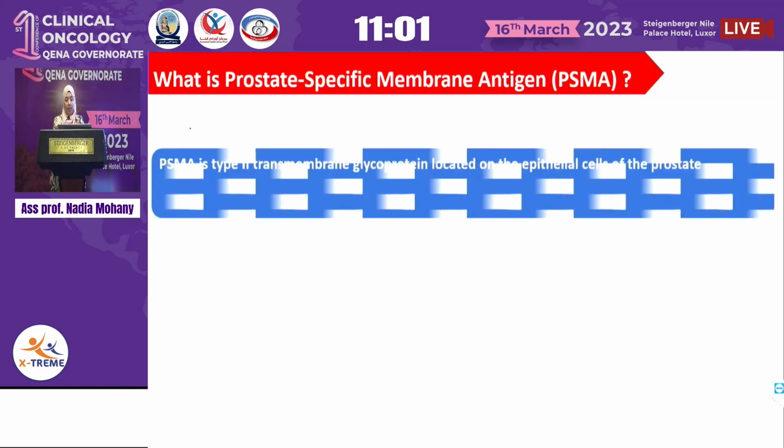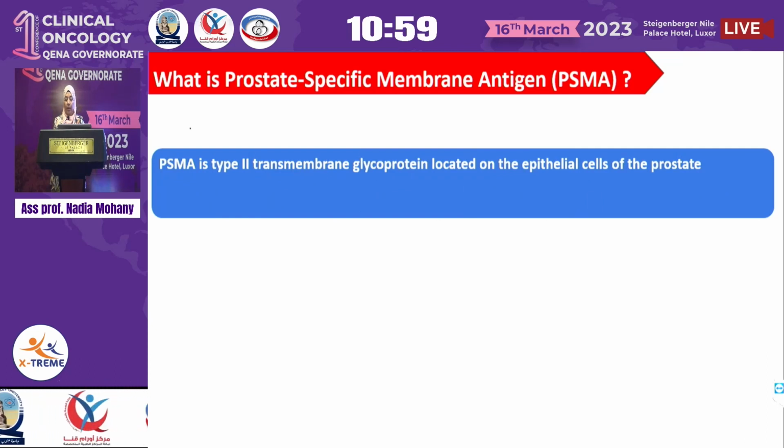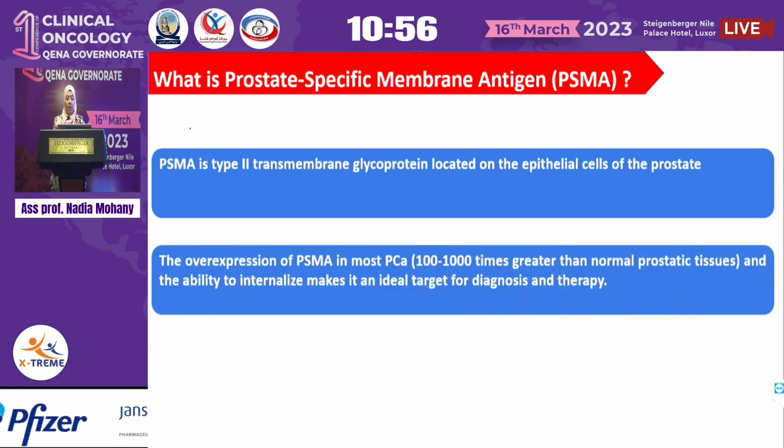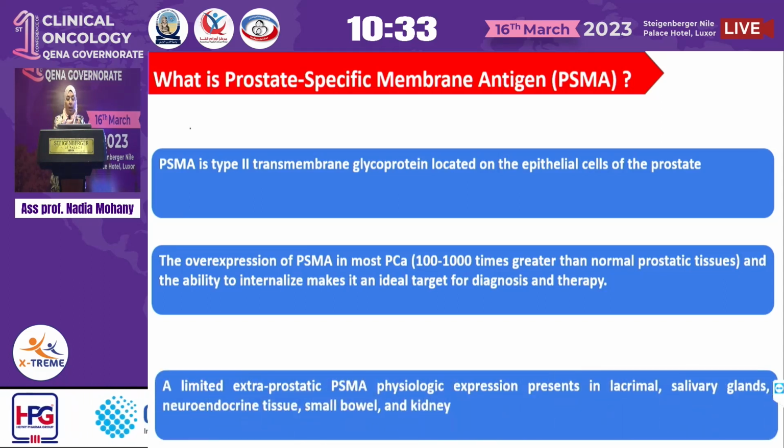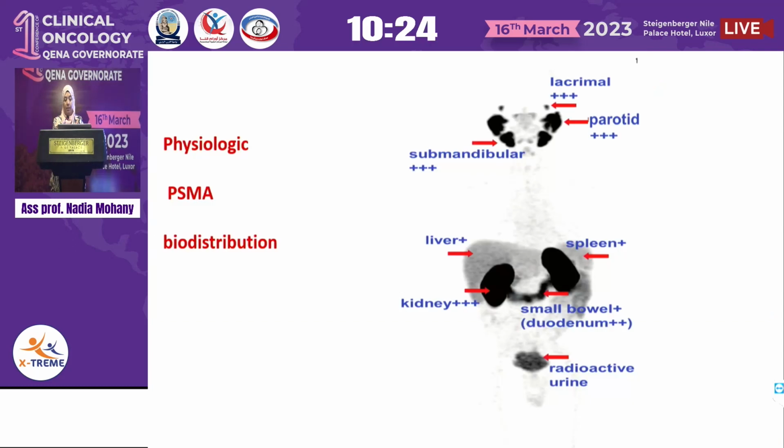So, what is PSMA? PSMA is a type 2 transmembrane glycoprotein located on the epithelial cells of the prostate. The overexpression of PSMA in most prostate cancers, greater than 90% of prostate cancer, reaching up to 100 to 1,000 times greater than normal or benign prostatic tissue, and the ability to internalize make it an ideal target for diagnosis and therapy. It also has limited extra-prostatic physiologic expression: lacrimal, salivary, neuroendocrine tissue, small bowel, and kidney. This is the physiologic PSMA biodistribution.